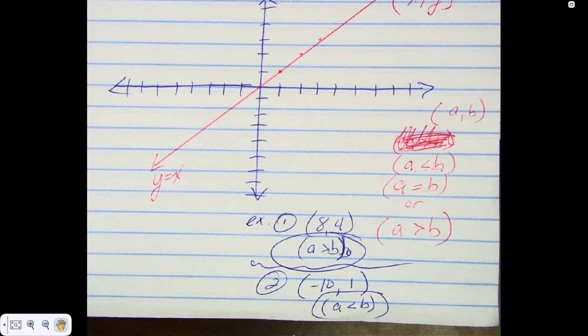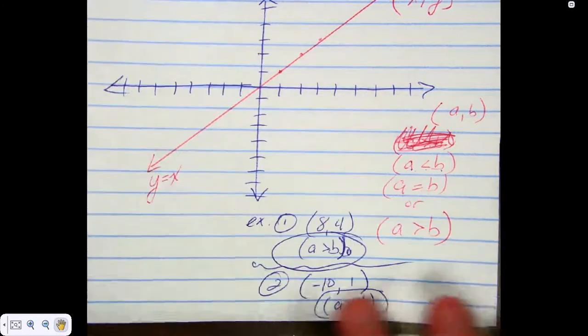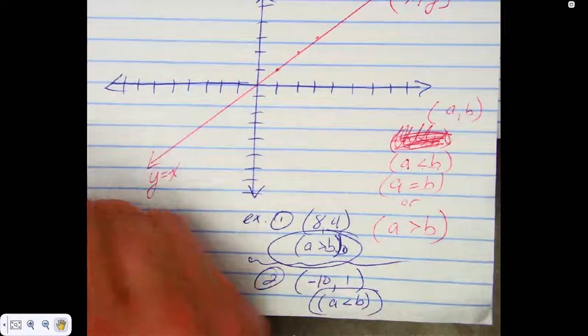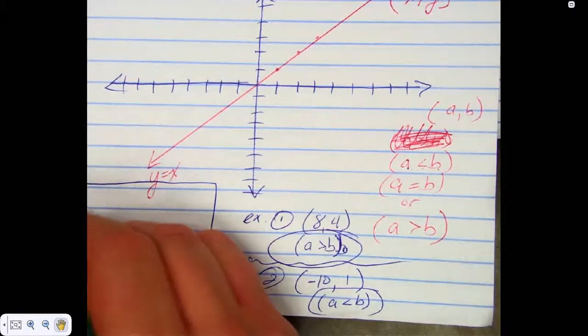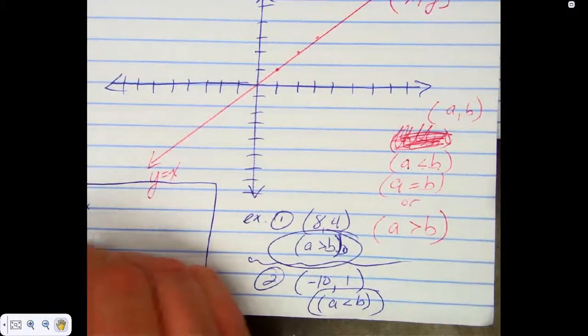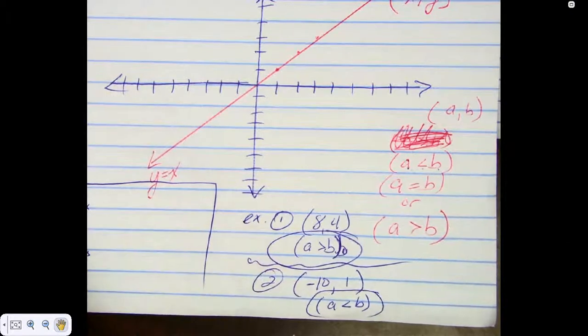Then they're going to draw you a picture, and then they're going to give you things on a graph and say whether they're on the line or what have you. Make sense?